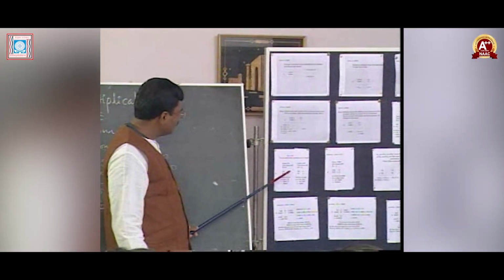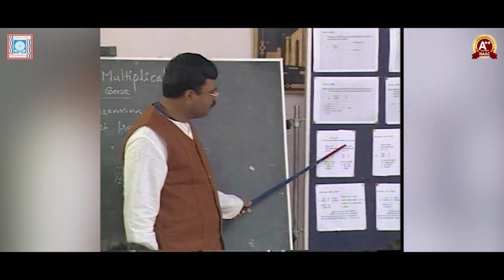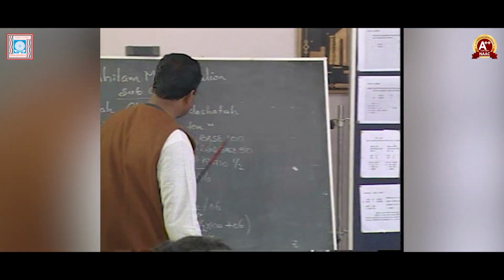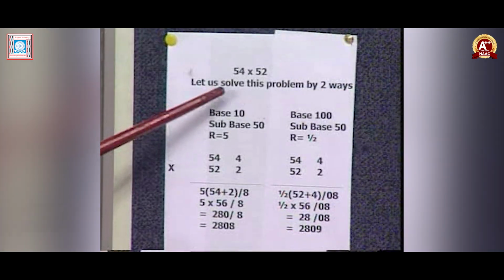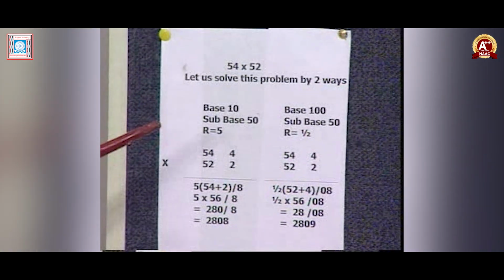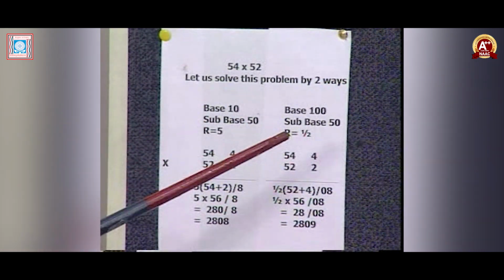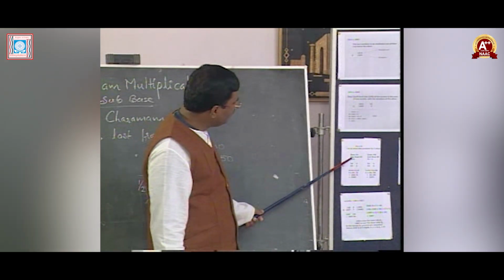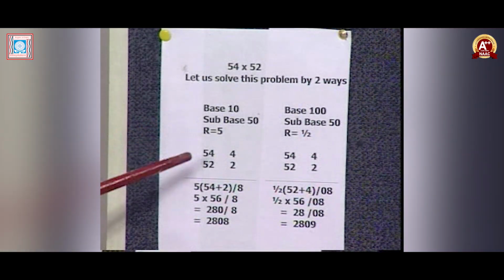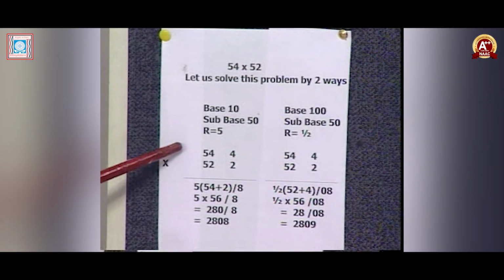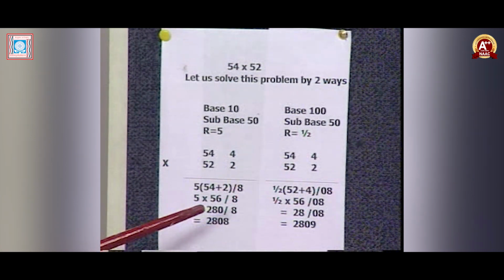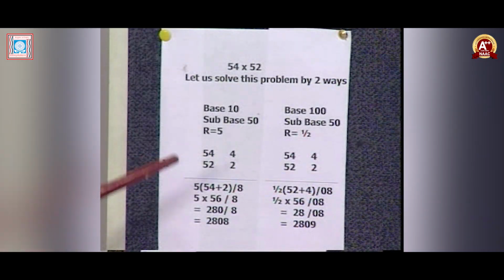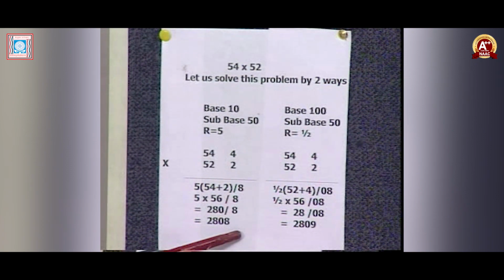That is 54 by 52. Yes, there is a slight difference between 52 and 54. This may be solved in two ways, basing on the 10 base or basing on the 100 base. What is the deviation if you consider the base as 10? How much is more in the 54 case? 4. What about in the case of 52? 2. What is the product of 4 and 2? 8. How many digits are there in the 8? Only 1. Base is also 10, which has one 0. Hence it is 8 in the right part.